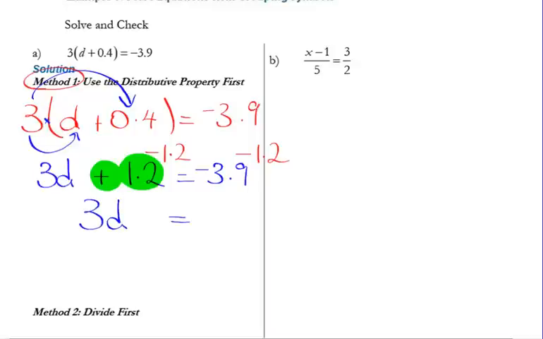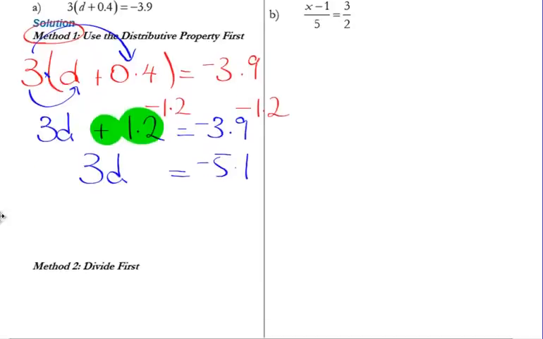3d, and I think you know already 1.2 minus 1.2, adding opposites gives us a 0. Negative 3.9 minus 1.2 takes us down to negative 5.1. And what's the last step here? The last step, 3 times d. So if we divide both sides by 3, we're going to have negative 5.1 divided by 3. And can you do that using mental math? Well, negative 5.1 divided by 3 is going to give us negative 1.7. So there's our answer there. d is equal to negative 1.7.